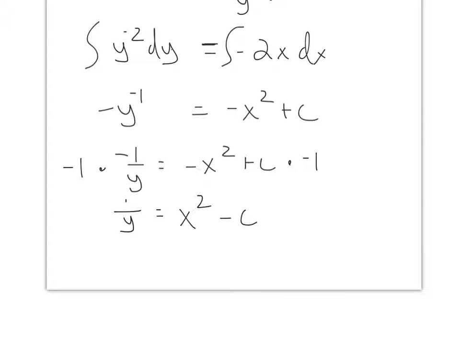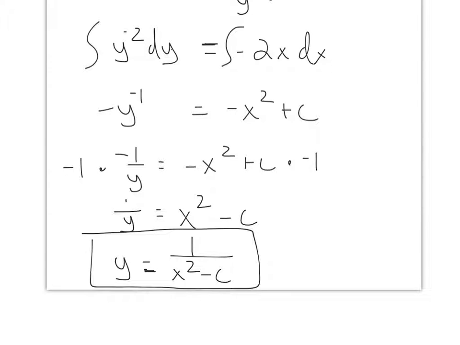And then I need to take the reciprocal of both sides, or if you wanted, you could think of putting that over 1 and cross multiplying. Either way, what we would end up with is y equals 1 over the quantity x squared minus c. And that would be my general solution, because it still involves a constant, and it's a general explicit solution because I have it solved for y.